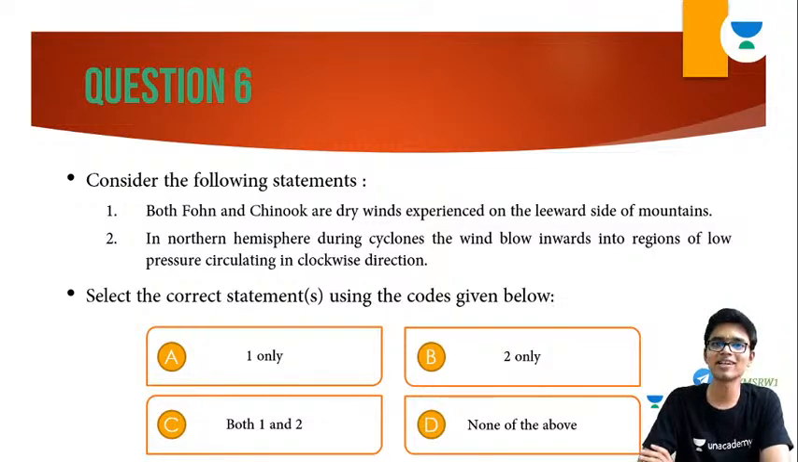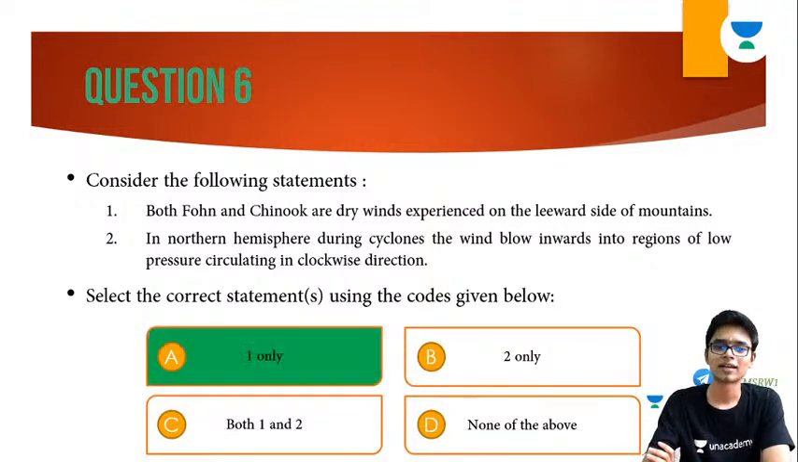Any guesses? Anyone? I have not gotten any answers so far. Yeah, Saubhagya is saying C. Both are correct. Alright, I think now I will explain the answer. Yeah, Satya B, Lipsa B. Correct answer is A, one only.